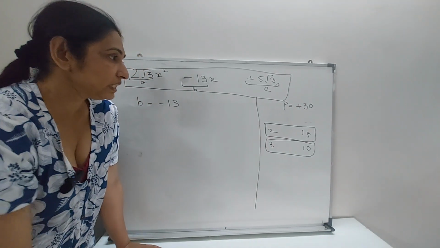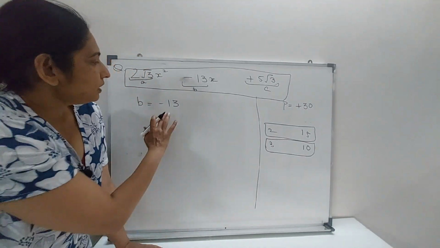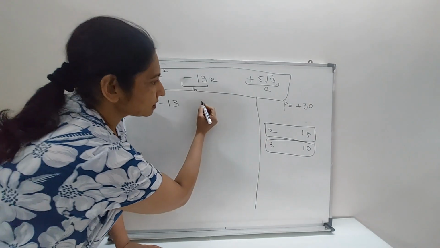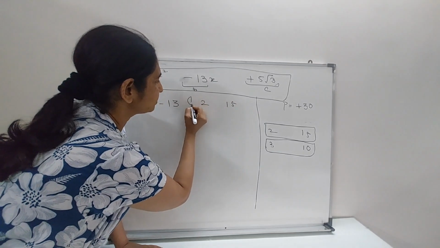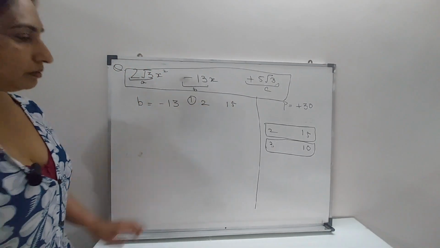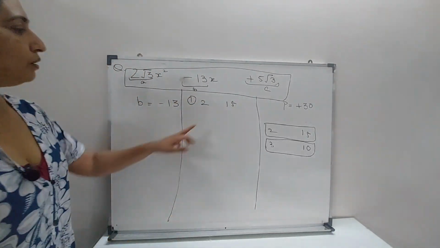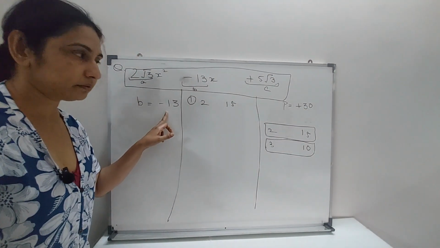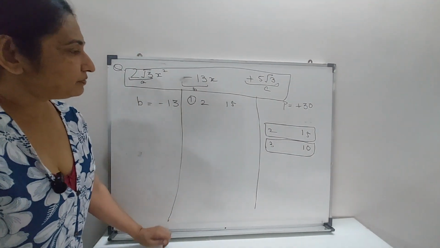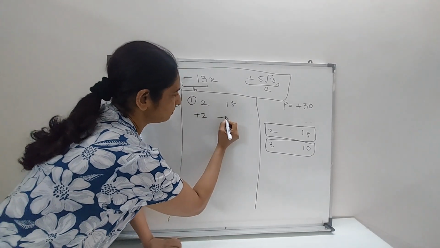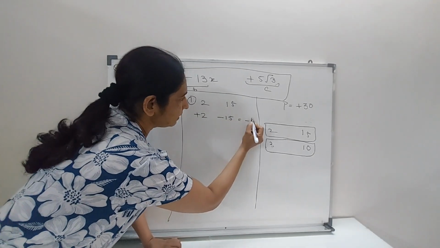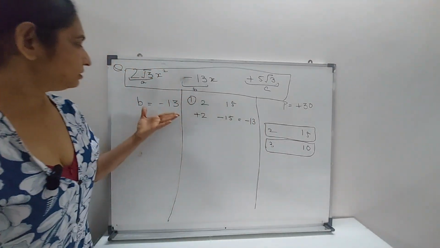Alright, let's check. Let's check 2 and 15, the first option. How do I check? How do I get minus 13 from here? If I want minus 13, I'll have to do plus 2 and minus 15. That will give me minus 13. Fine. Good. We are happy with B.